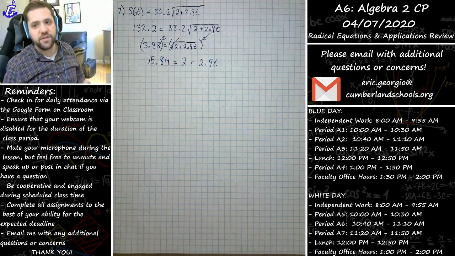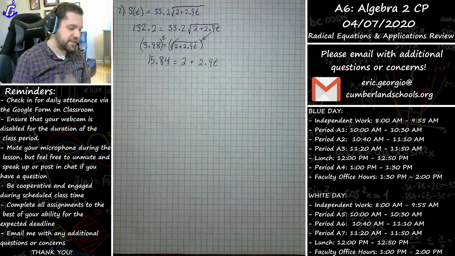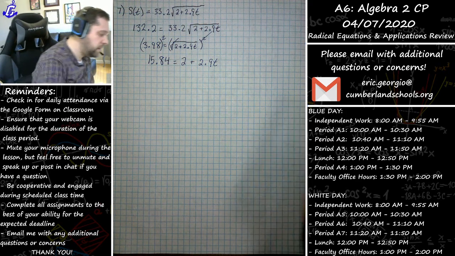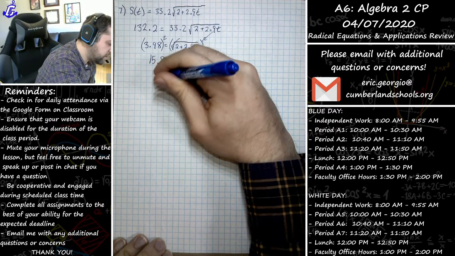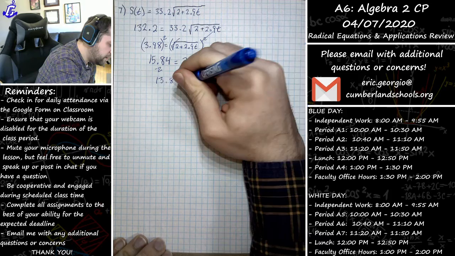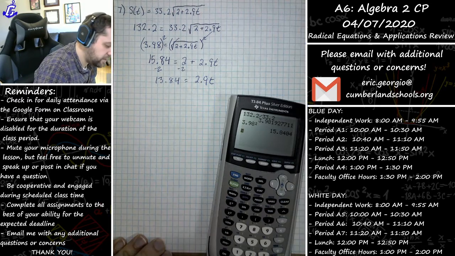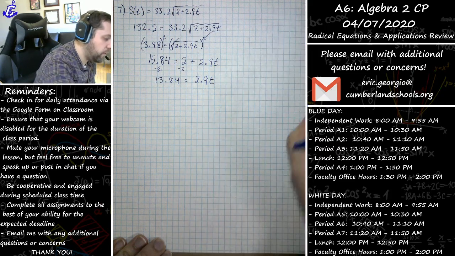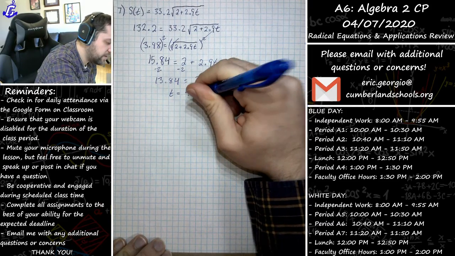And now, even though there's decimals, which may be somewhat uncomfortable for some people, it's still just the processes of Algebra 1, where I would isolate my variables. So I'm going to subtract 2 from both sides. That gives me 13.84 is equal to 2.9t. And now I'll just divide by 2.9. So we got 13.84 divided by 2.9. And I get an answer of about 4.77 years. So t would be about 4.77 years.